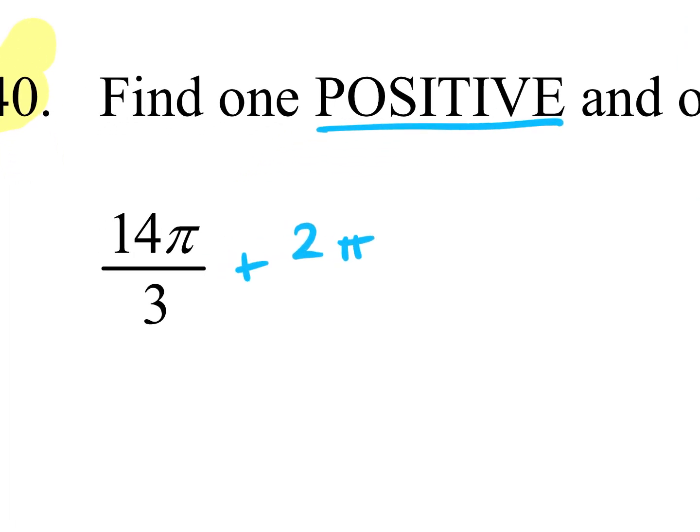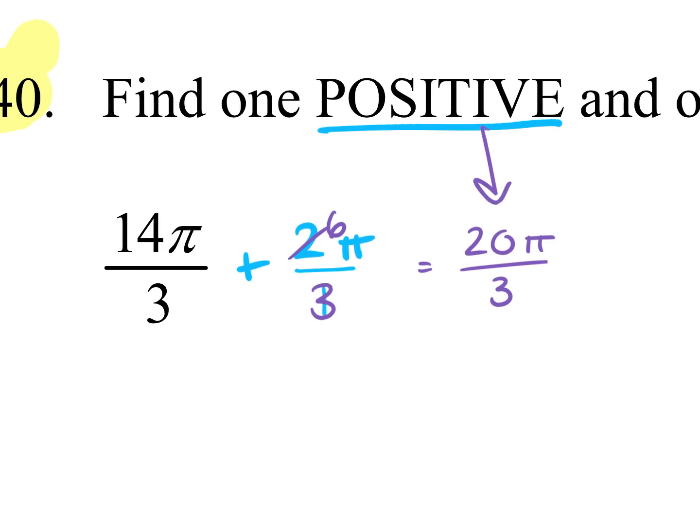So here we're just adding fractions. We can make it 2 pi over 1, but when we add fractions, what do we need? Same denominator, so I'm going to make this 6 pi over 3. So it gives us 20 pi over 3. So that would be our positive coterminal angle.